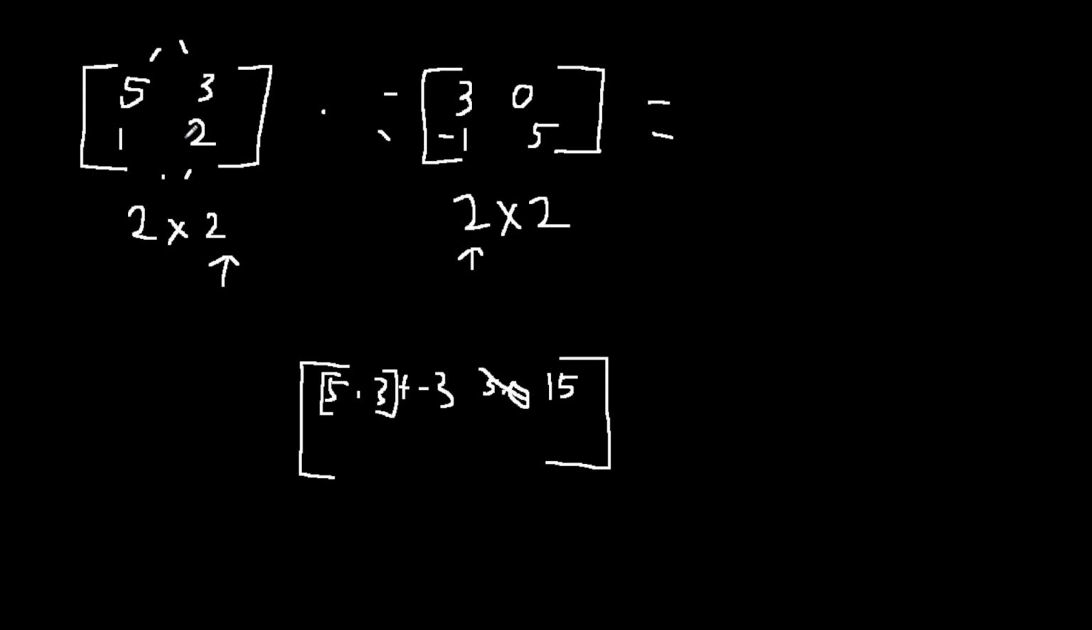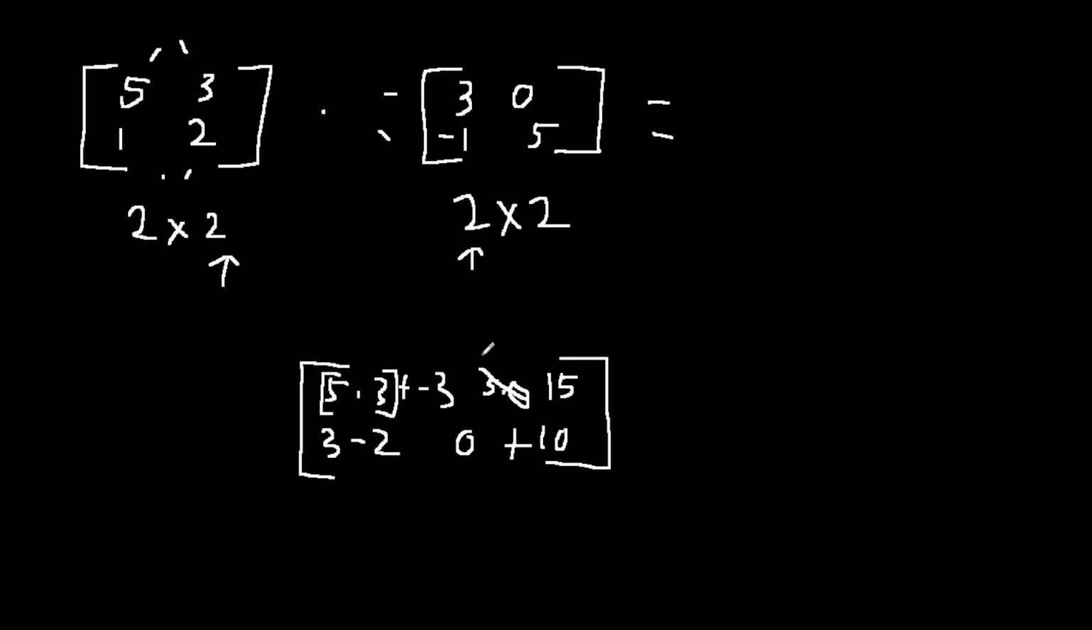So we'll take our 1 and 2 and multiply it by the first column. 1 times 3 is 3, 2 times -1 is -2. So that's 3 minus 2. And we'll take our second row and multiply it by the second column, so which is 1 times 0, which is 0, and 2 times 5, which is 10.